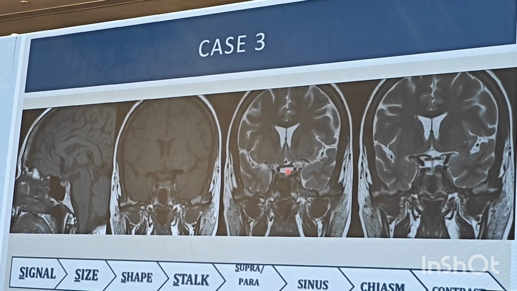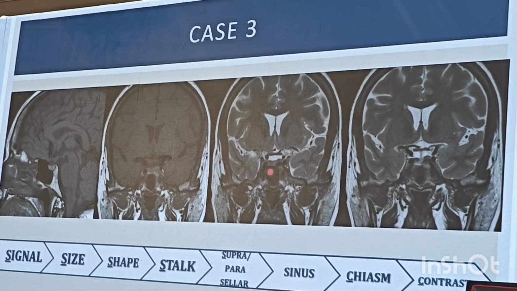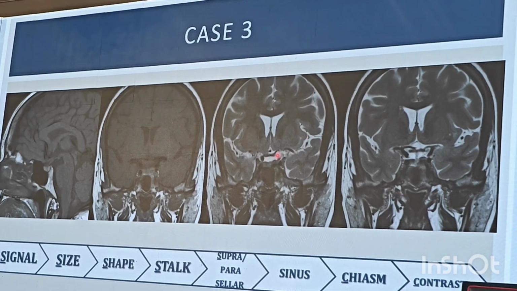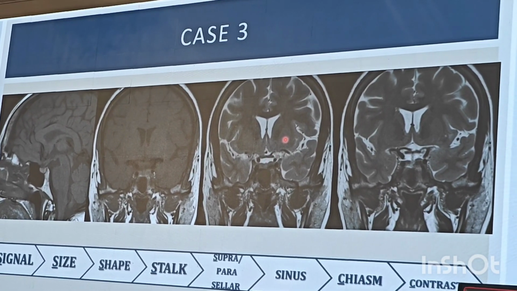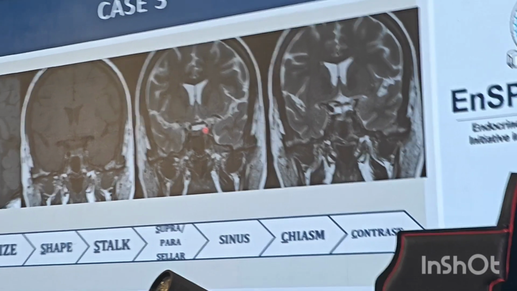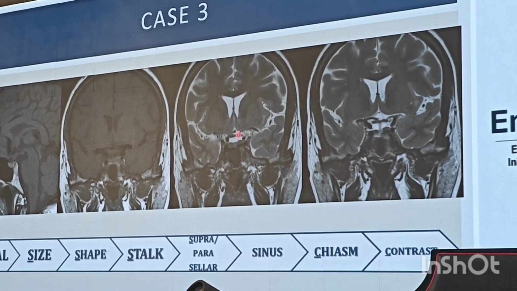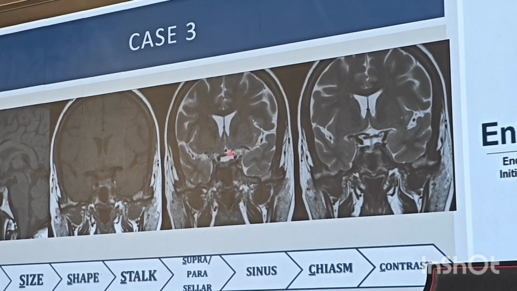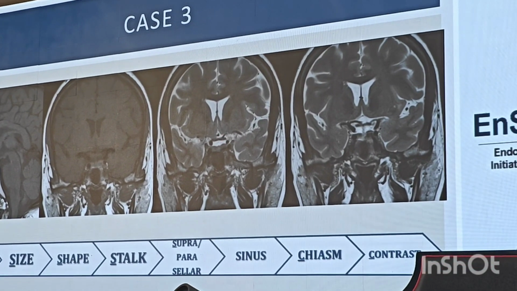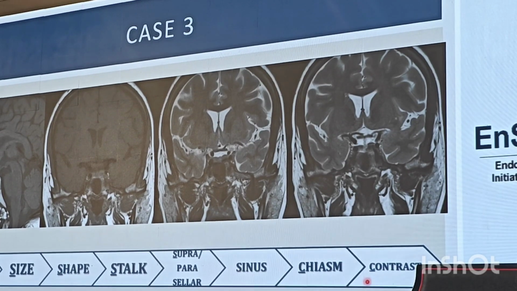You are able to see that there is a small convex bulge upwards. On this side it is not that much, on this side it is more. So attention, your antennas should stand up. The rest of it is fine, your suprasellar region, your chiasm, everything is fine. So what would you do next for this case? What is the next sequence you would ask for? Dynamic contrast. So you would like to look at the contrast, right?